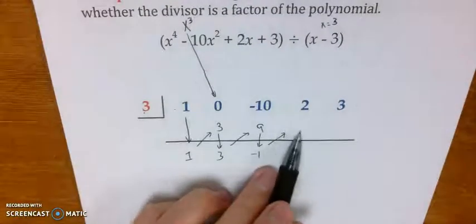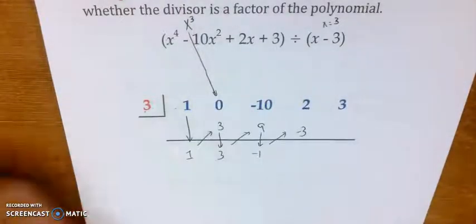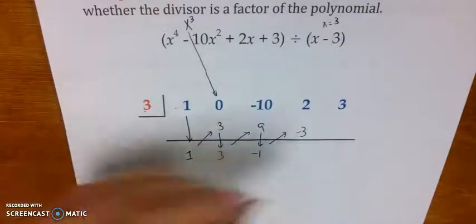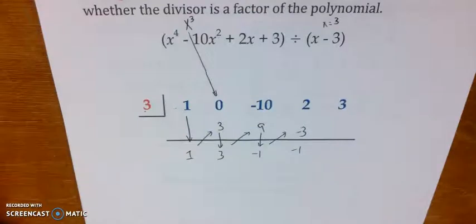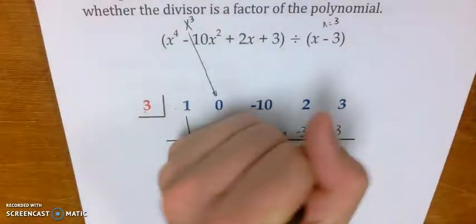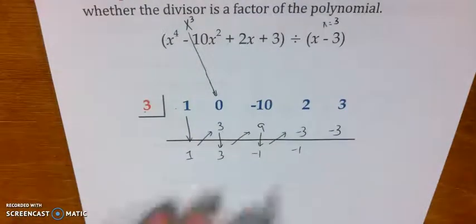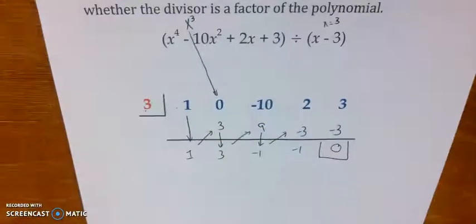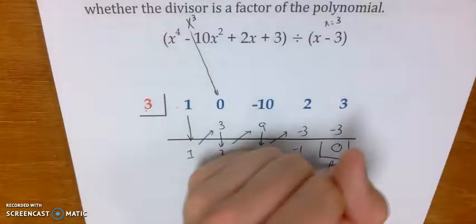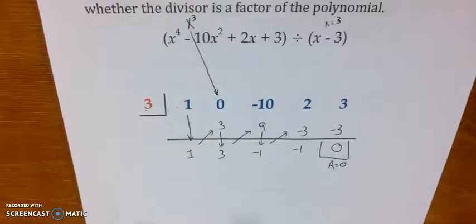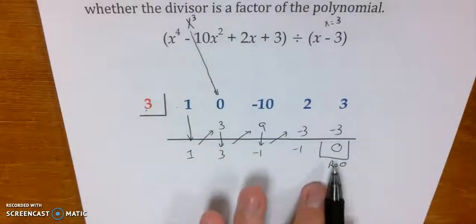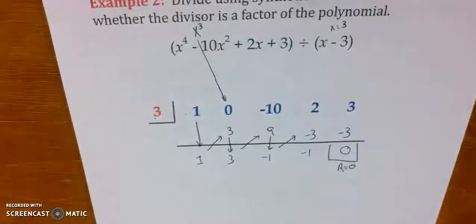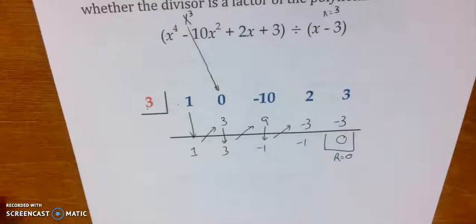When I go diagonally, I multiply by 3. So this gives me a negative 3. When I add straight down, I get a negative 1. Multiply diagonally, I multiply by 3. So negative 1 times 3 is a negative 3. Add straight down, and I get a 0. That last number is my remainder. Now remember, we like to have remainders of 0, and we'll get into that later. But we prefer to have 0 remainders here.